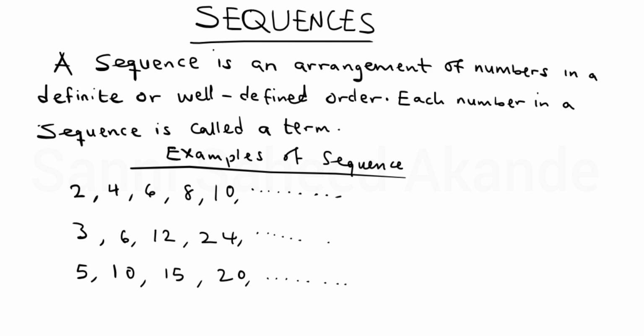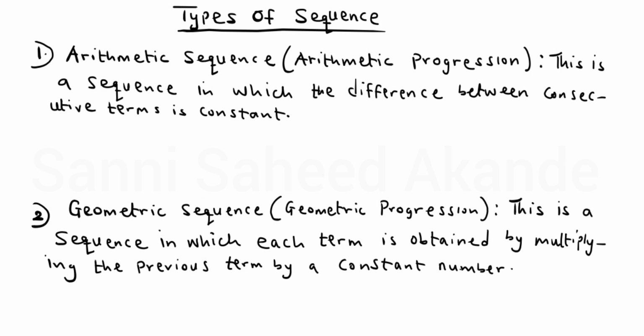All right, so types of sequence. Number 1, we have arithmetic sequence, or you call it arithmetic progression. This is a sequence in which the difference between consecutive terms is constant. Just like in the previous examples I gave, you can see that the differences between those numbers are constant. Let's take another example here.